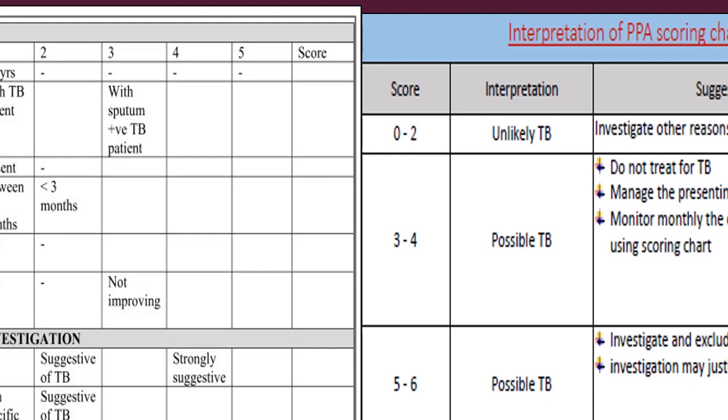If the score is 0 to 2, it is unlikely TB. If it is between 3 and 4, it is possible TB. If it is 5 or 6, then there may be a reason to start tuberculosis treatment. And if it is 7 or more, then the TB treatment is started.